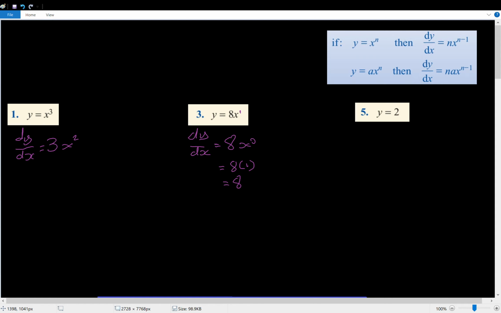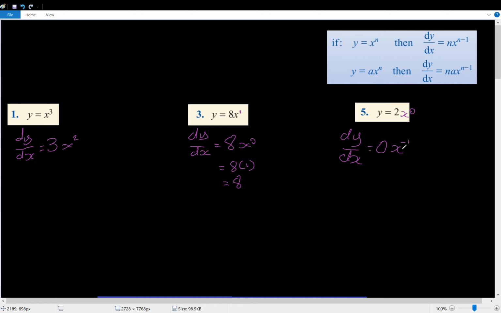Now for question 5, there's two different ways to explain how question 5 is going to work out. So we've got y is equal to 2. So what we have here is dy dx is going to be equal to, okay, now what we actually have here is this is 2 times x to the 0. Because as we saw previously, x to the 0 is equal to 1. So what's going to happen here is we go power times the coefficient, so 0 times 2 is 0. And then we have x, we reduce our power down by 1.